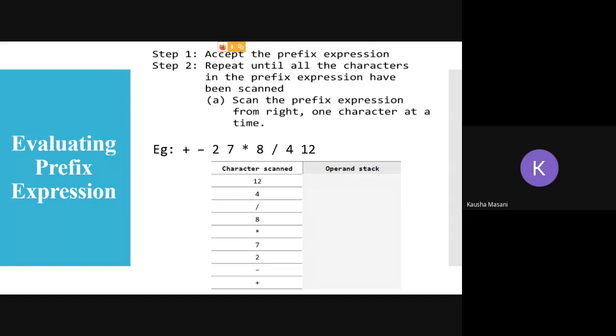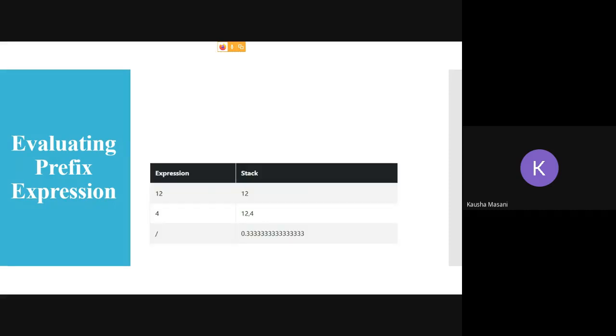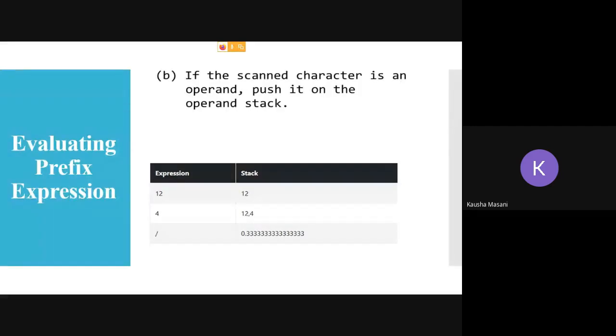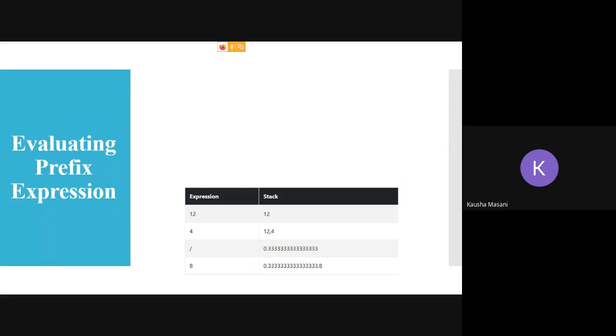Now what you are going to do? First of all, you are going to place your 12 and 4, because 12 is your operand. We are going to deal with operand and operator now. If it is an operand, you are going to push it in your stack. So 12 is an operand, so you pushed it. 4 is an operand, comma 4. Now it is divide, so you have to divide it. You apply divide with respect to 4 divided by 12. When you do 4 divided by 12, output will be 0.33333, something like that.